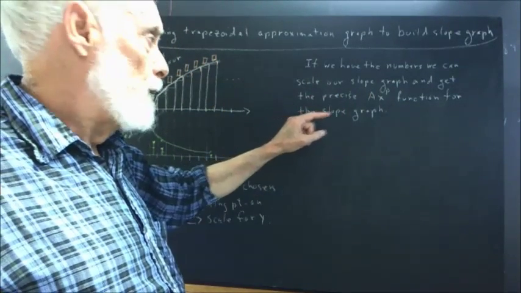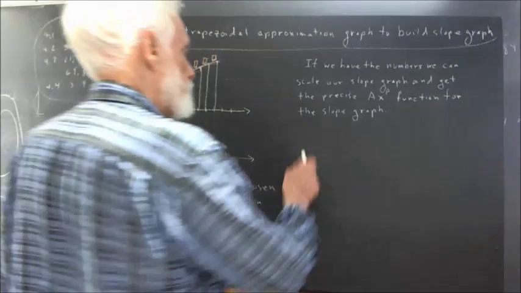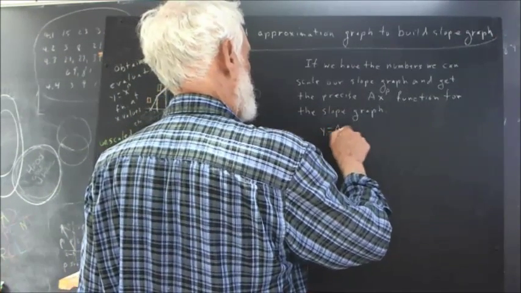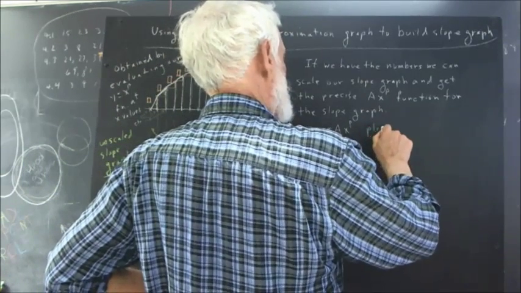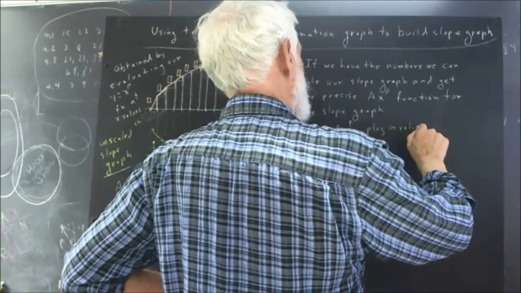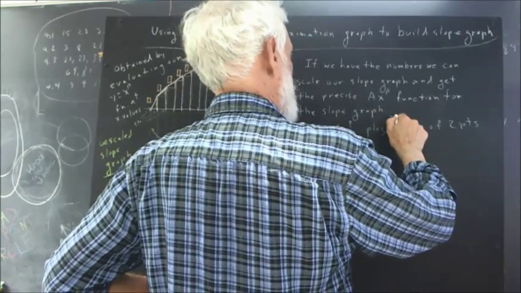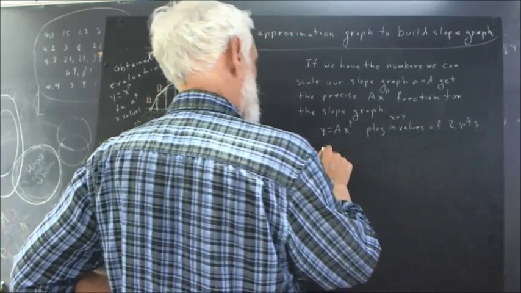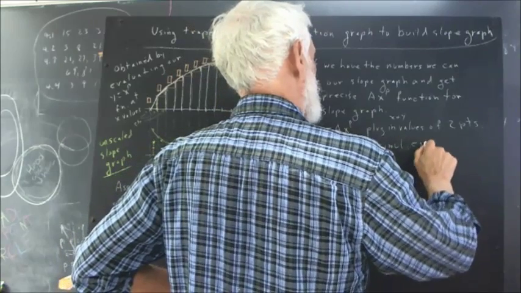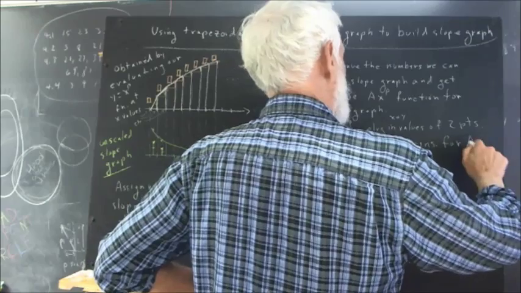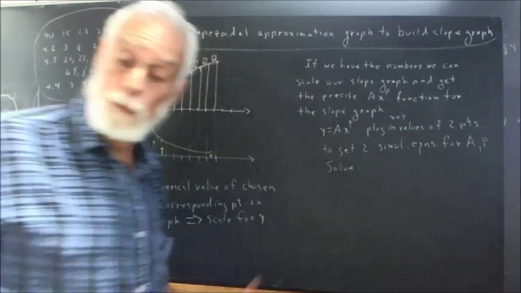So I simply say that one way or another, if we have the numbers, we can scale our slope graph, and if we do that, then we can figure out the precise function ax to the p. How do we do that? Y equals ax to the p. Plug in values of 2 points, and say the x and y values of 2 points, to get 2 simultaneous equations for A and P. Solve. Okay, we've seen this.